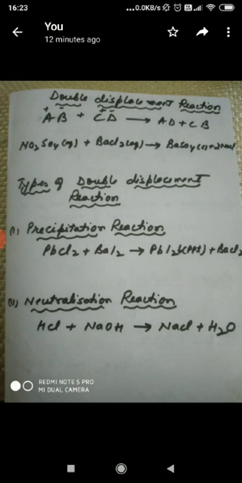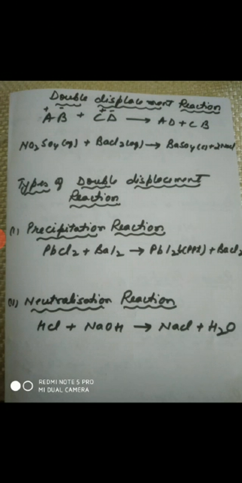Next is double displacement reaction. As the name suggests, there is twice or double displacement. In a double displacement reaction, two compounds mutually exchange their ions. See one simple example. When AB, one compound, reacts with CD, another compound, it forms AD plus CB. Here it is very clear that A combines with D and B combines with C. Both the compounds have exchanged their ions.